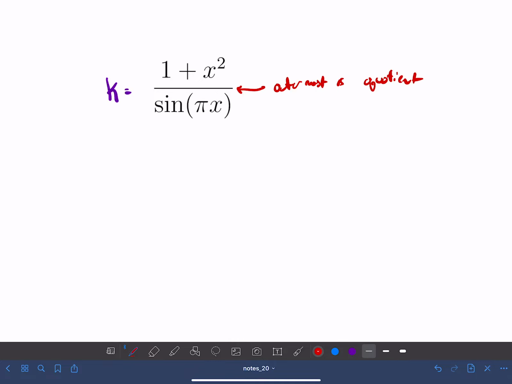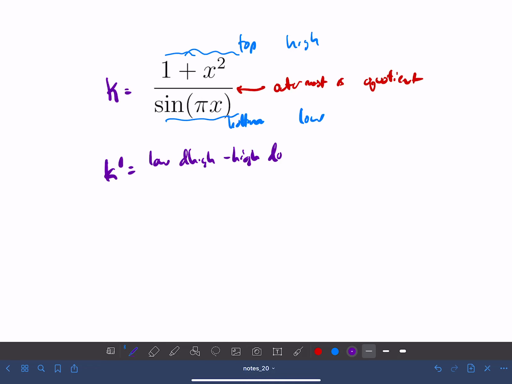So the outermost thing that we're doing is taking a quotient. So when I write what k prime is equal to, I'm going to do the quotient first. And so I've got the top and I've got the bottom, or what we were calling high and low. So when I do k prime, remember, for quotient, I go low d high minus high d low, draw a line, and square below. So let's go ahead and do that.